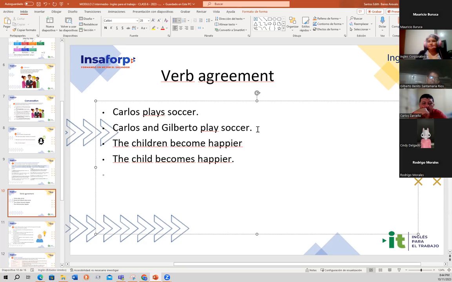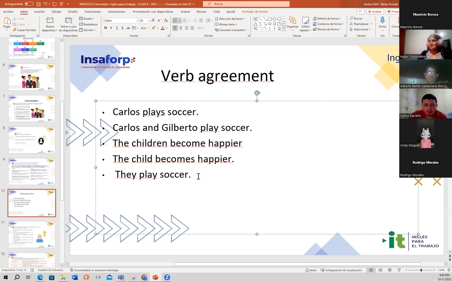The singular and plural depends on the subject. If I'm speaking about, for example, they. They play soccer. It's good, or is one letter missing here? No, it's good, teacher. It's good, right? Good.